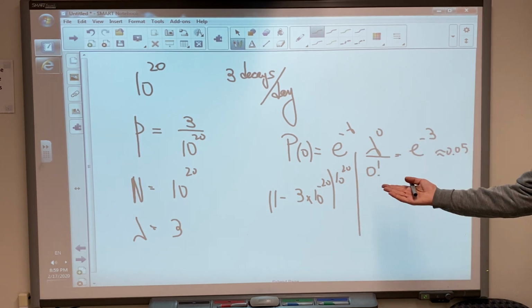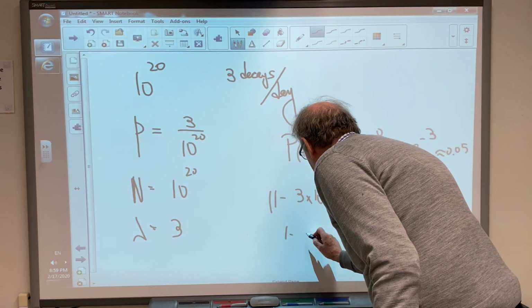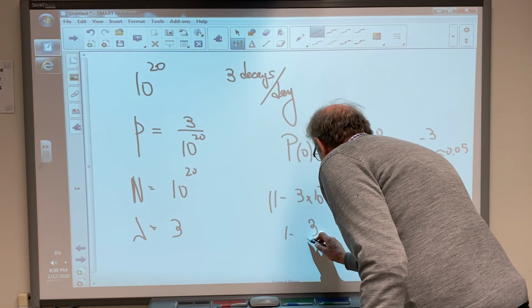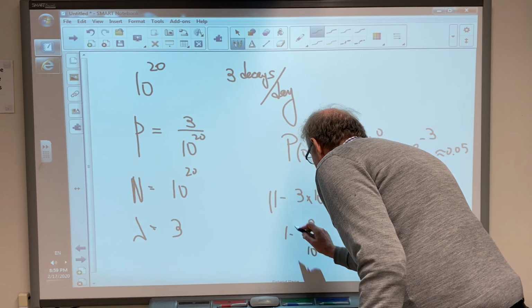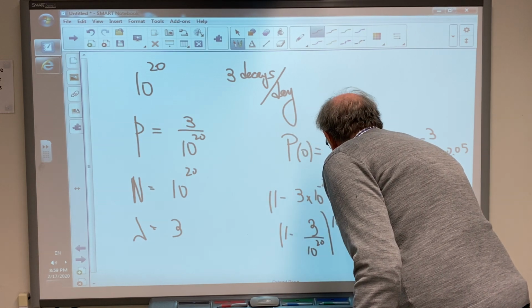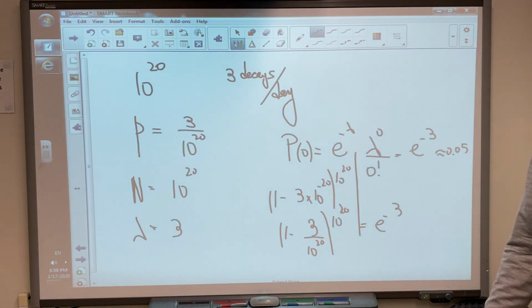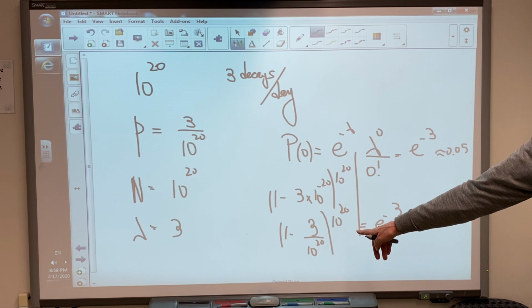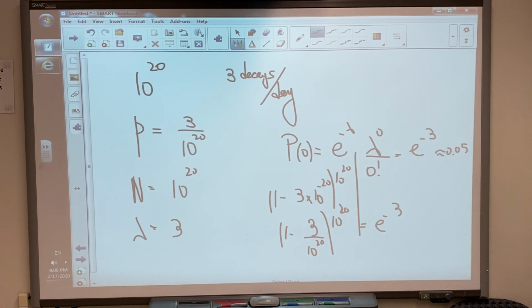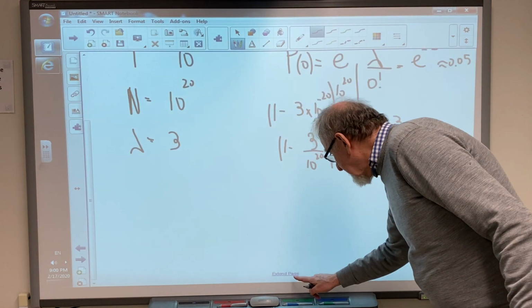Okay, and well, this is 1 minus 3 divided by 10 to the 20, to the 10 to the 20, which is e to the minus 3, I am sure with 17 digits. I'm sure that you can do that and check in the computer. If you could calculate that, you will get e to the minus 3, which is exactly the same. So let me get the next one.